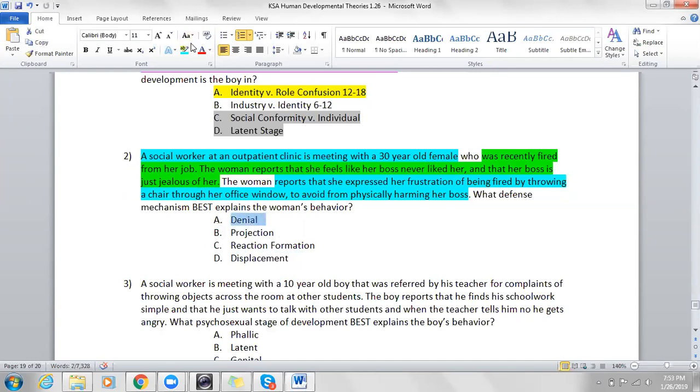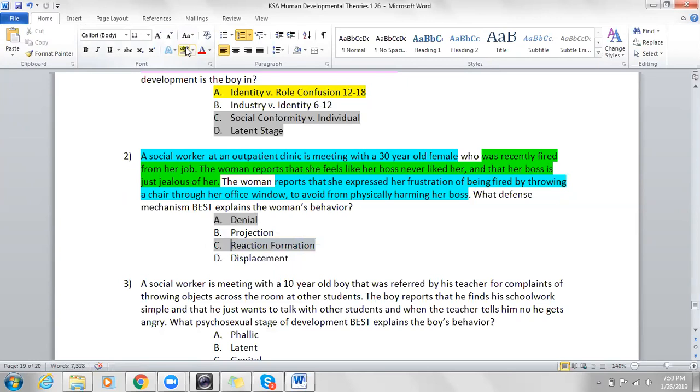So she's not really denying it. She kind of was at the beginning when she said the boss is jealous, and then she tossed a chair through the window. So that's a little more pressing. Then it's not reaction formation because she didn't do the opposite of what she wanted to. She was angry and she reacted on that pretty quick.